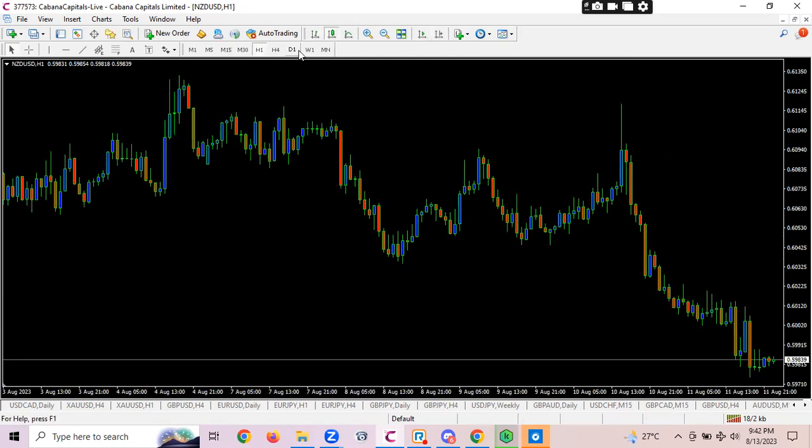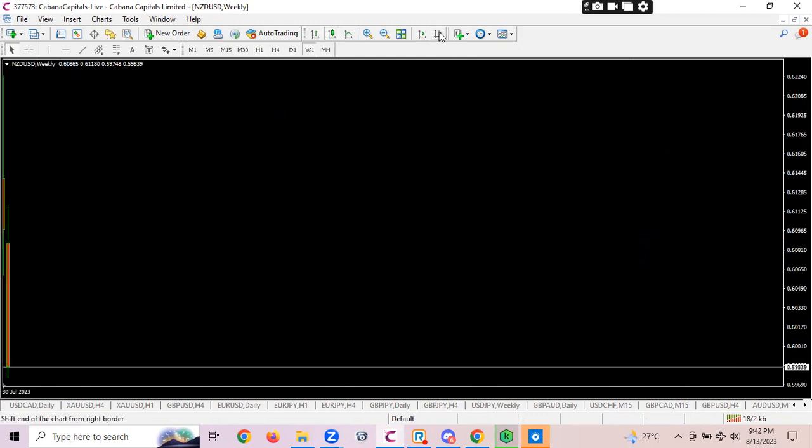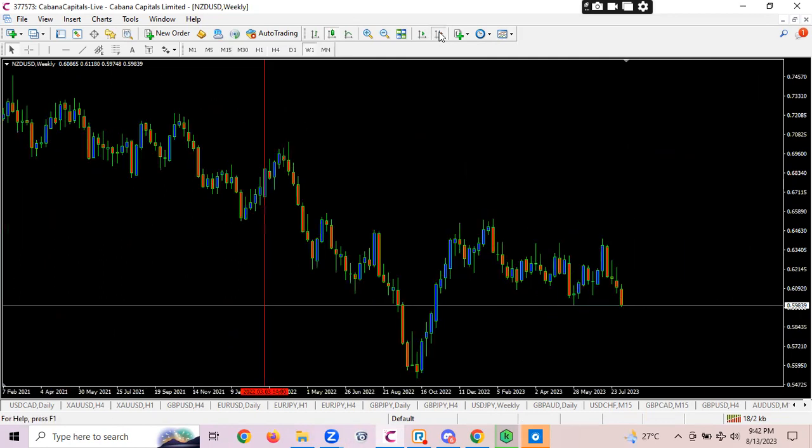We'll start with the weekly time frame. Last week was strongly bearish. With what we have on this chart, the New Zealand USD is still bearish. The bears are still in control. We cannot buy New Zealand USD.